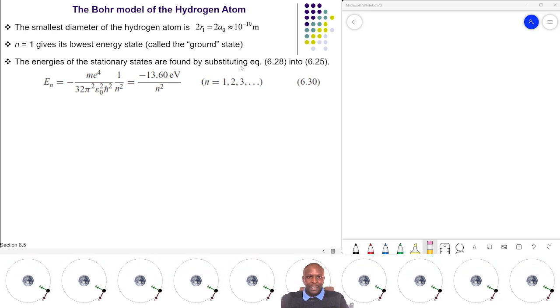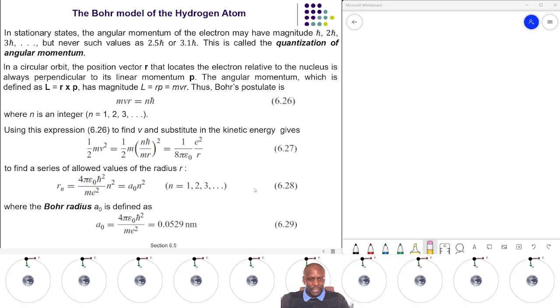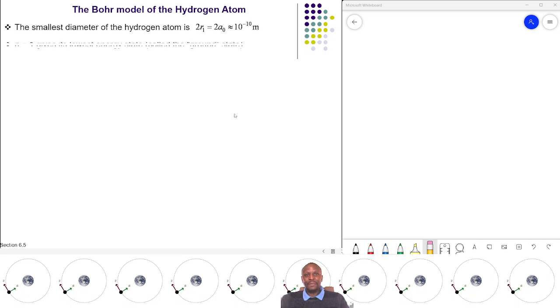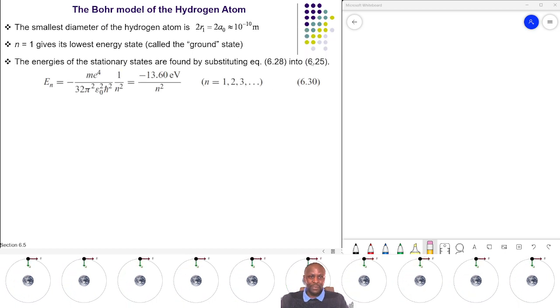the R, the equation 6.28, which is R, into that equation of the energy. You remember the equation of the total energy is kinetic energy plus potential energy, which gives us -1/4πε₀ this. Now you've got R. If you want to get En, you just substitute this into that equation of the energy, which is equation 6.25.